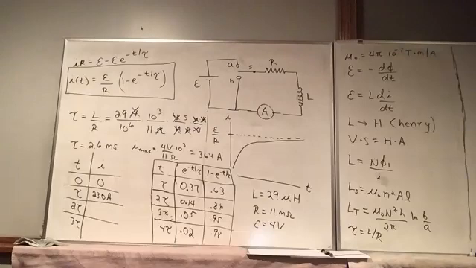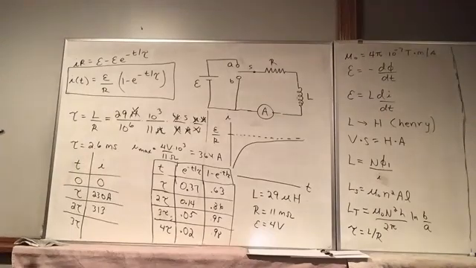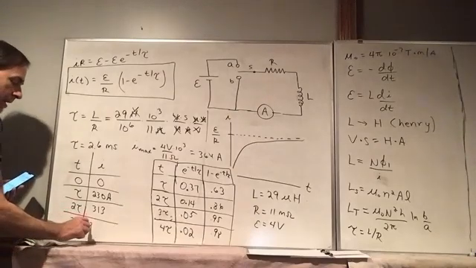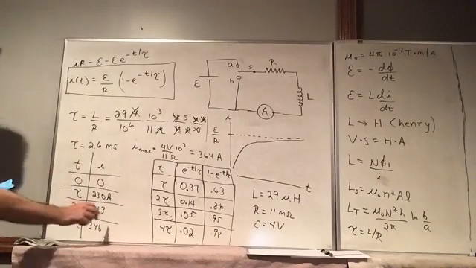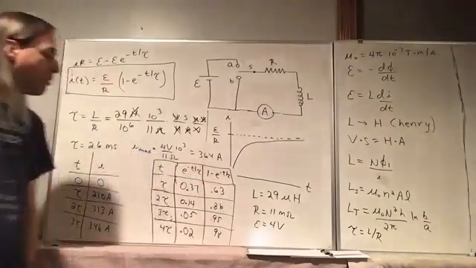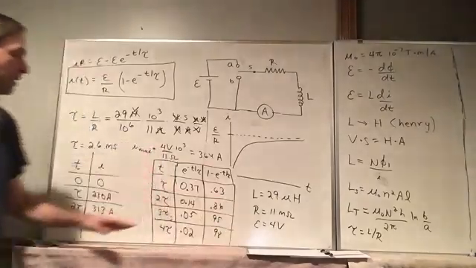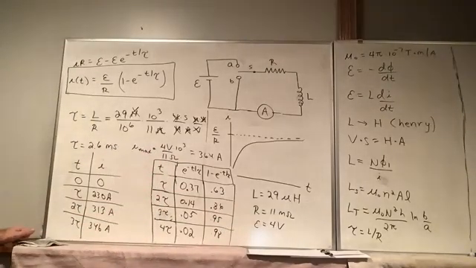And then after 2 time constants, we do 364 times 0.86. That's 313. And then after 3 time constants, we're at 0.95. That's about 346 amps. So you can see after one time constant, you're 63% of the way to your maximum current. And then after two time constants, you're 86% of the way. After three time constants, you're 95%, and then 98 after four time constants.